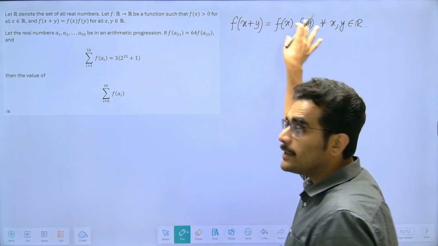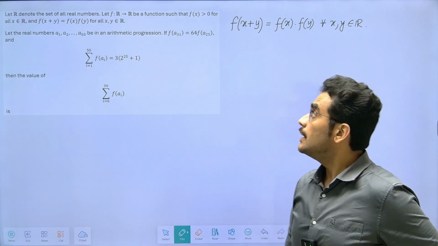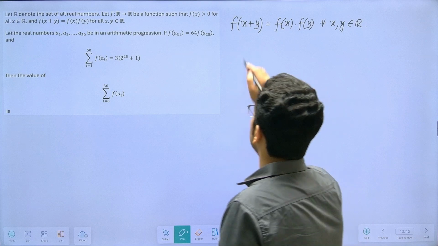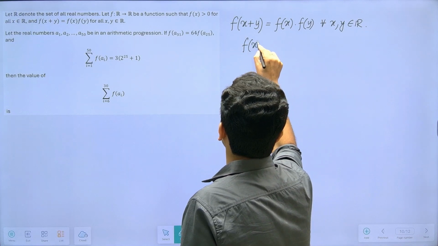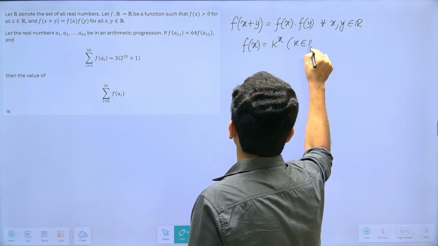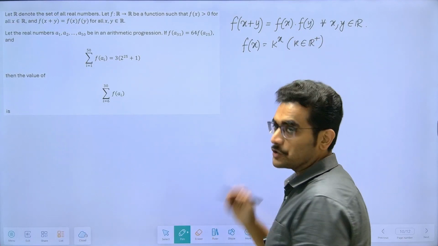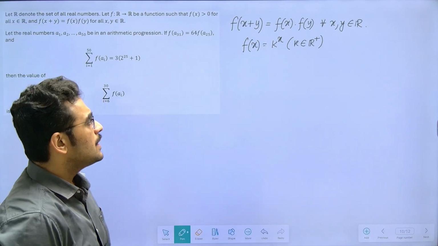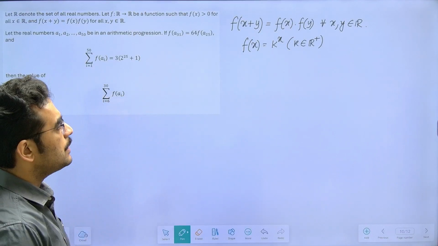So this is a standard functional equation, and we can directly say the nature of the function that it will satisfy. We know that f(x) equals some k to the power x, where k belongs to R plus, satisfies this functional equation. Exponential function like k to the power x. Now k is of course any positive real number.